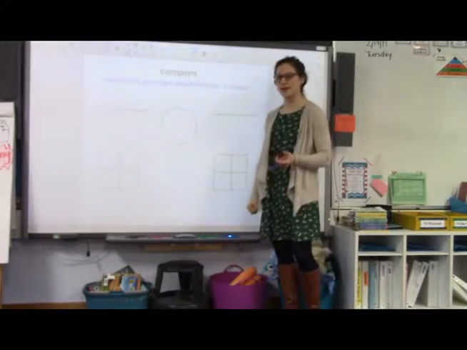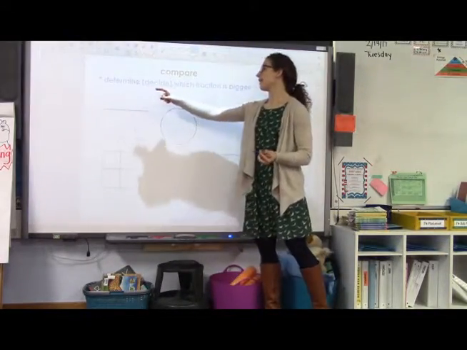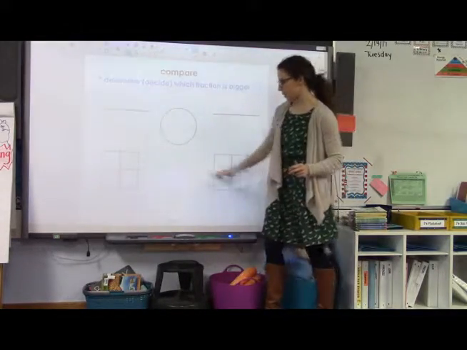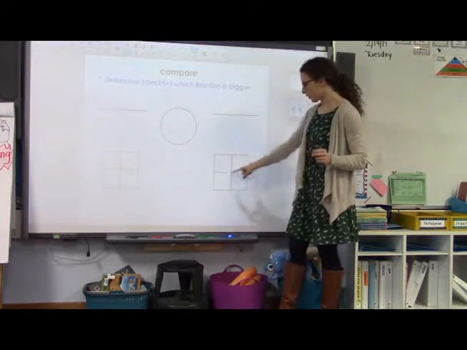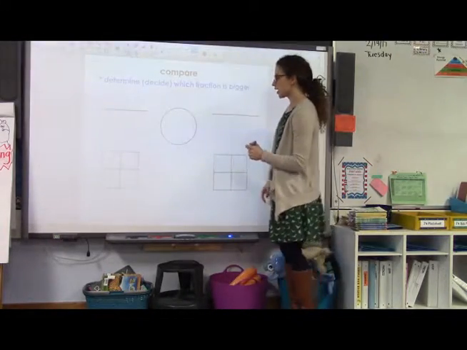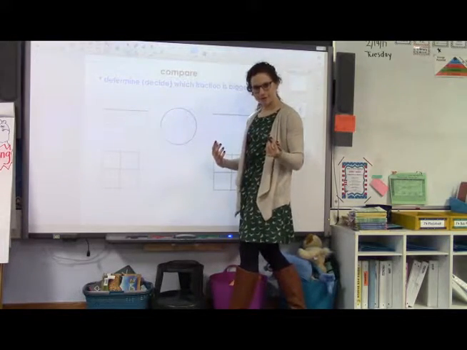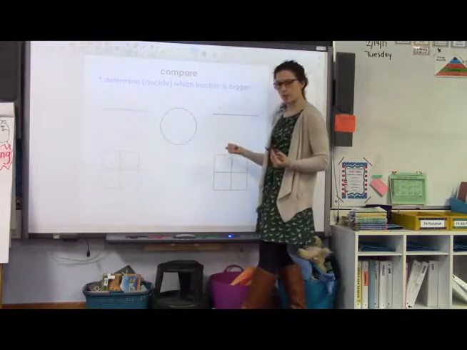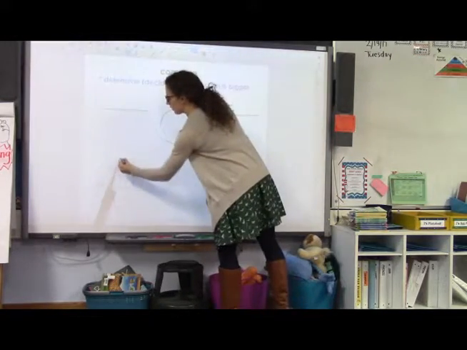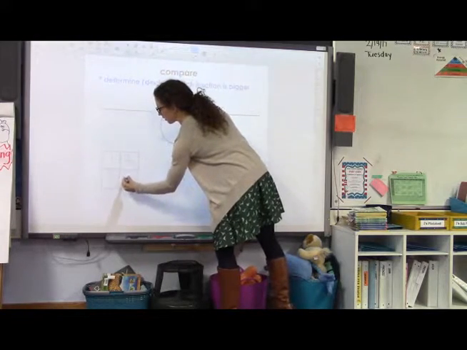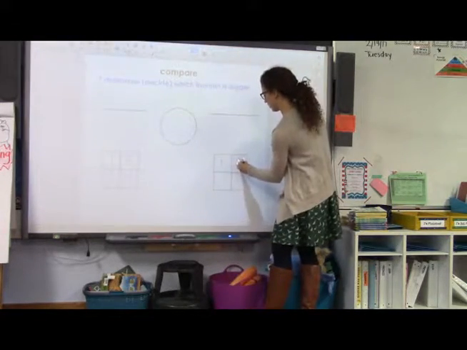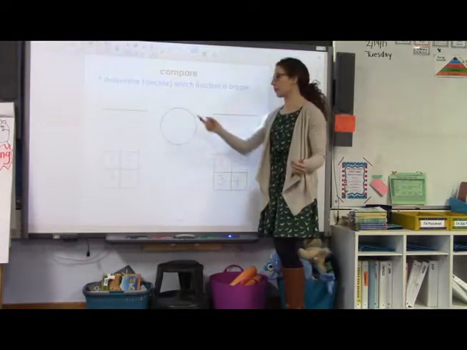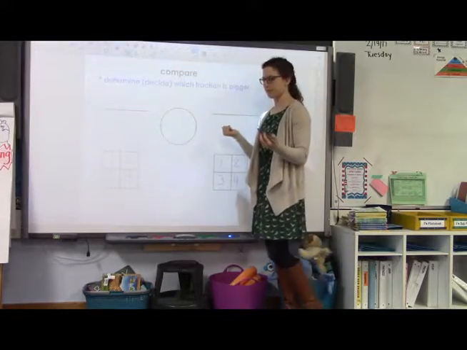Next word is compare. Compare, decide, or determine which fraction is bigger. So that's what we're going to do now. We have 2 squares. I've broken them up both into 4 parts. Okay, and now I'm going to make a fraction, and you're going to help me. So let's take our vocab that we just learned. We need a denominator, or the bottom number. So we have 1, 2, 3, 4 parts. 1, 2, 3. They both have 4 parts. So our denominator for both fractions will be 4.